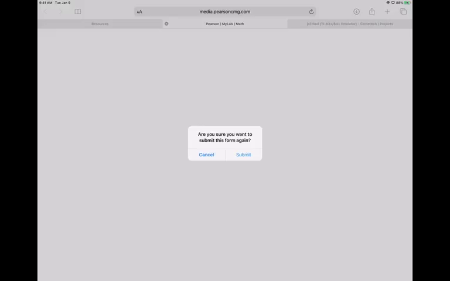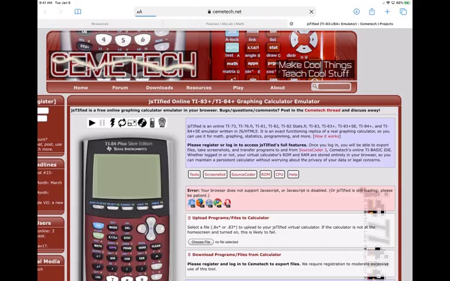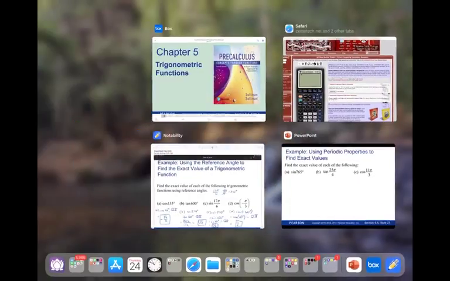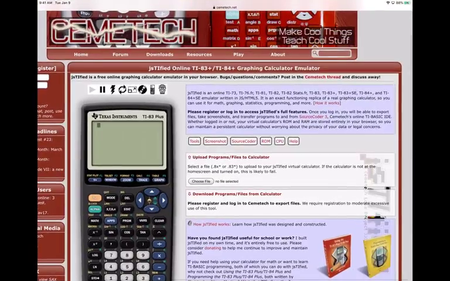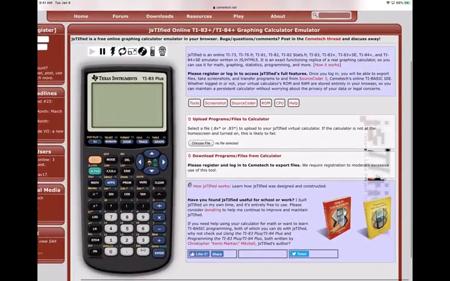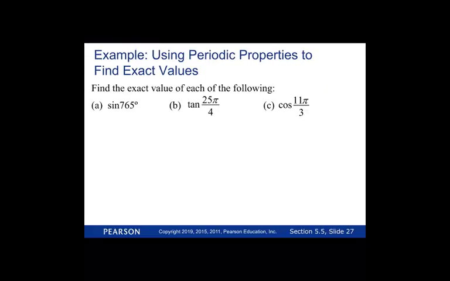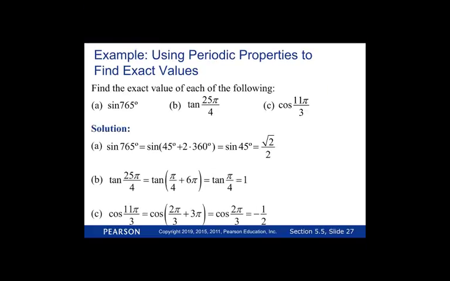I'm going to go refresh and reload. We said 11 pi over 3. Cosine is our x, yeah. So let's hit mode. We're in radians. We're going to hit cosine of 11 pi over 3. Yeah, I'm going to say that's a typo. I'm gonna stand by that being a typo. So I think that's supposed to be positive 3 pi.